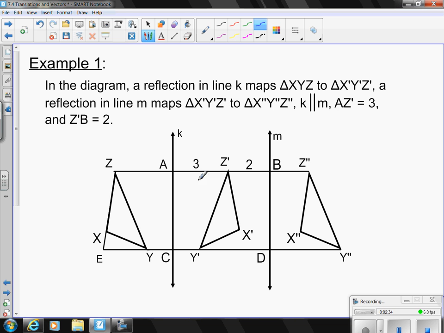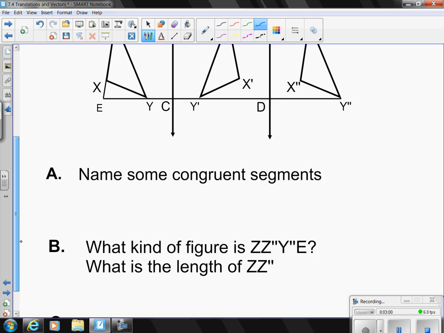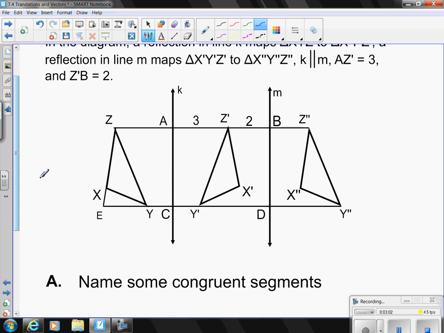Here's a picture. We got some things labeled, and this is basically all this is saying. Triangle XYZ is getting mapped to triangle X prime, Y prime, Z prime by doing a reflection and then reflecting that resulting image to get a new image. And we're going to be asked some questions like name some congruent segments.